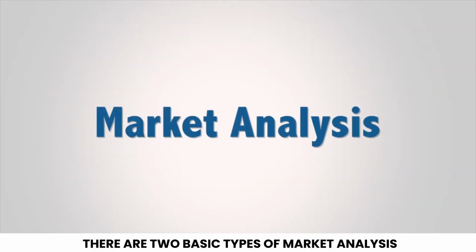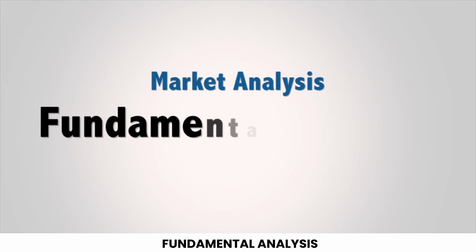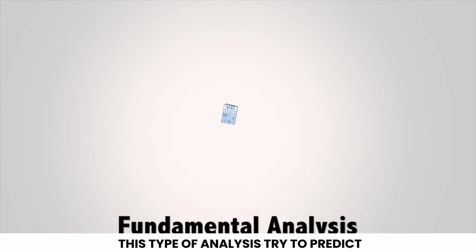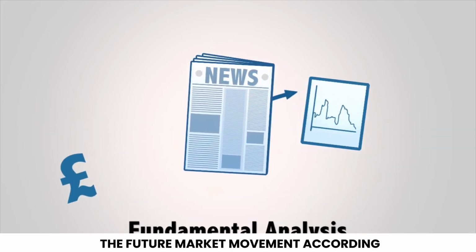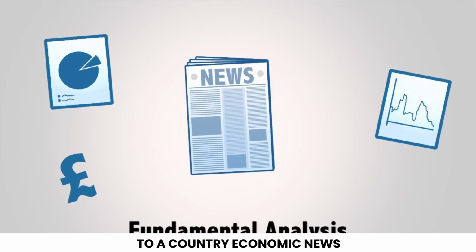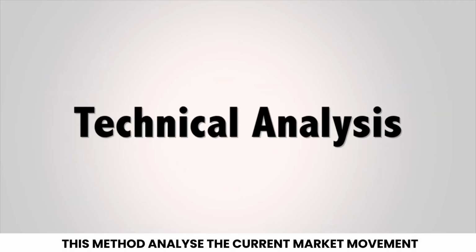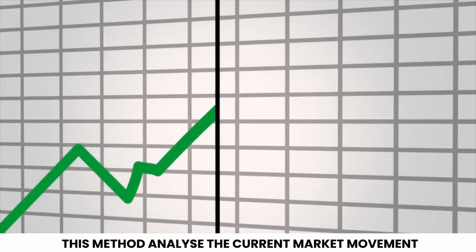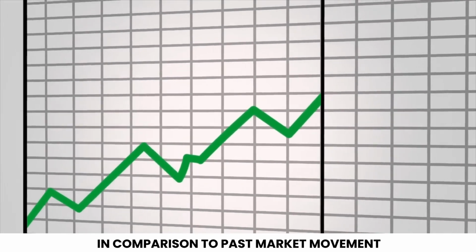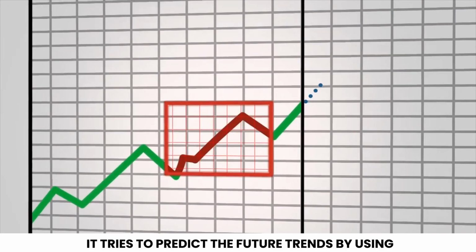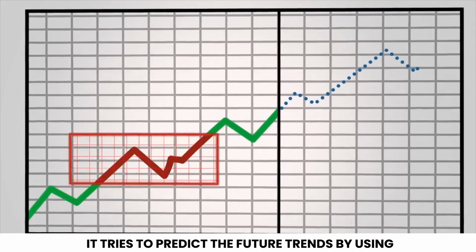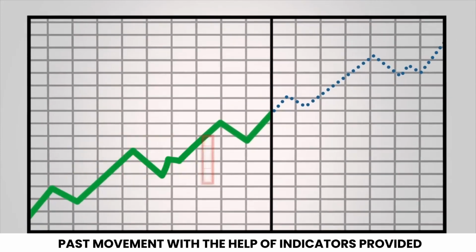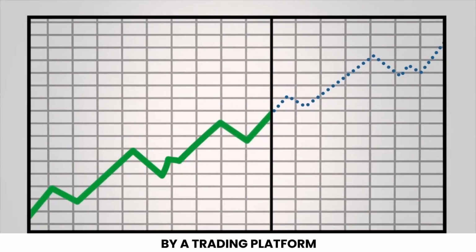There are 2 basic types of market analysis. Fundamental analysis. This type of analysis tries to predict future market movements according to a country's economic news. Technical analysis. This method analyzes current market movements in comparison to past market movements. In other words, it tries to predict future trends using past movements with the help of indicators provided by your trading platform.